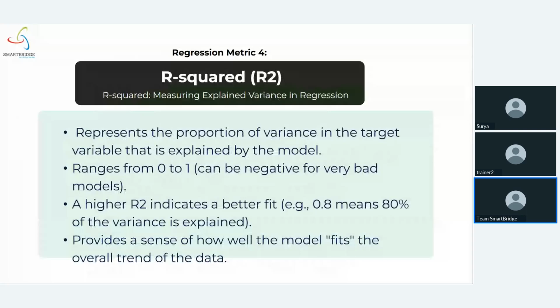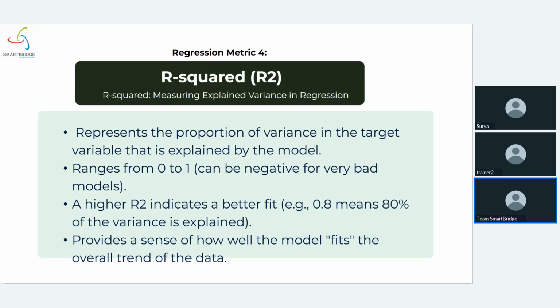The fourth metric that we'll be having is R square. R square is also known as the coefficient of determination. This metric measures the proportion of the variance in the dependent variable that the model can explain using the independent variables. It tells us whether the model fits our data or not. The range is typically 0 to 1.